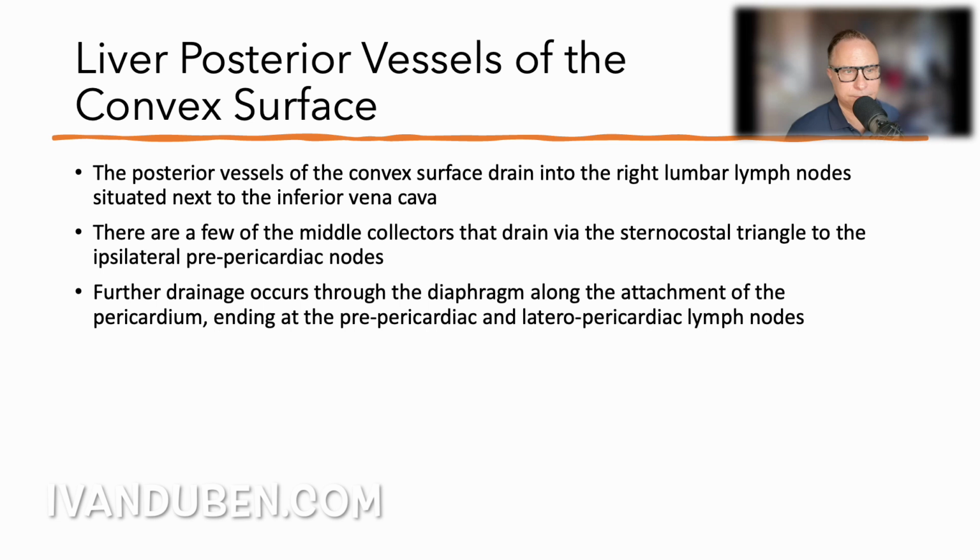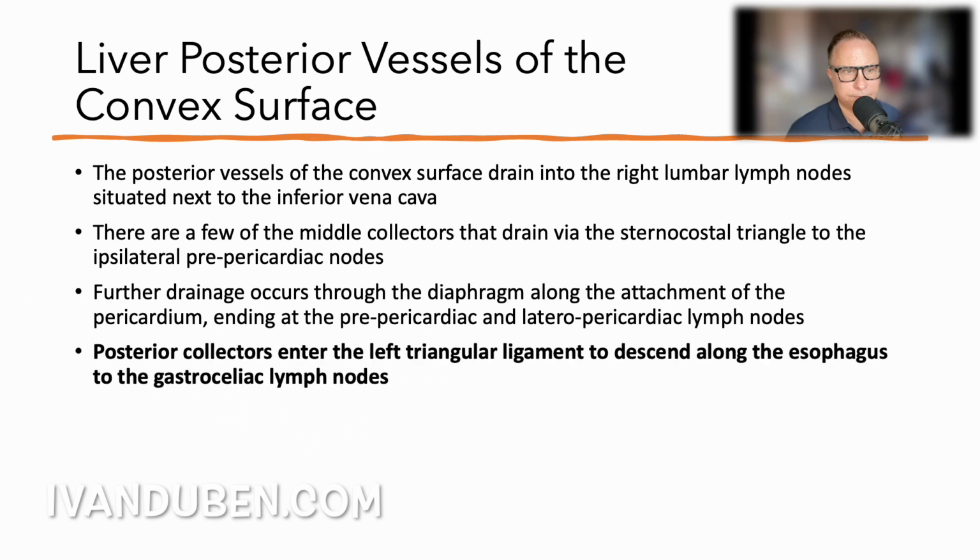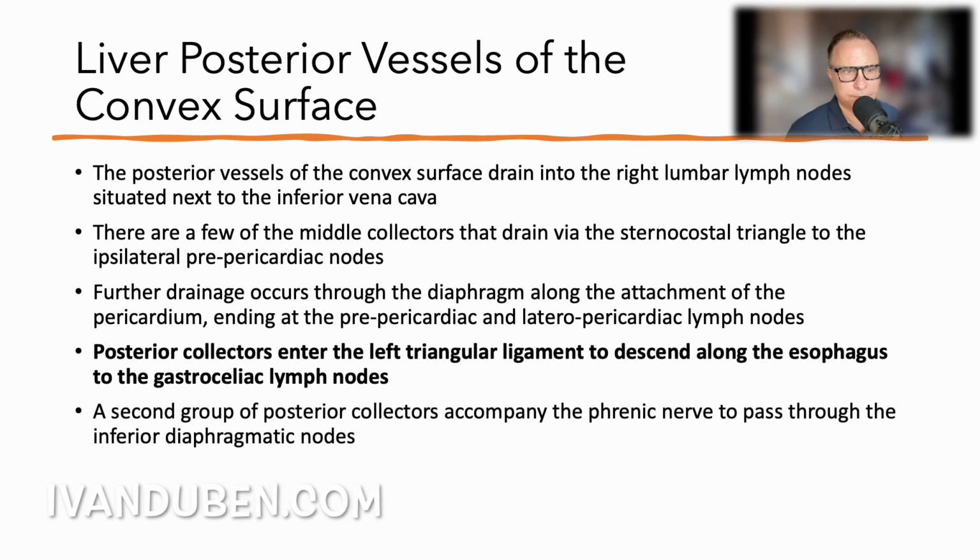So this is again lymph moving up above the liver, past the diaphragm, towards the pericardium. Posterior collectors enter the left triangular ligament to descend along the esophagus to the gastroceliac lymph nodes. A second group of posterior collectors accompany the phrenic nerve to pass through to the inferior diaphragmatic nodes.